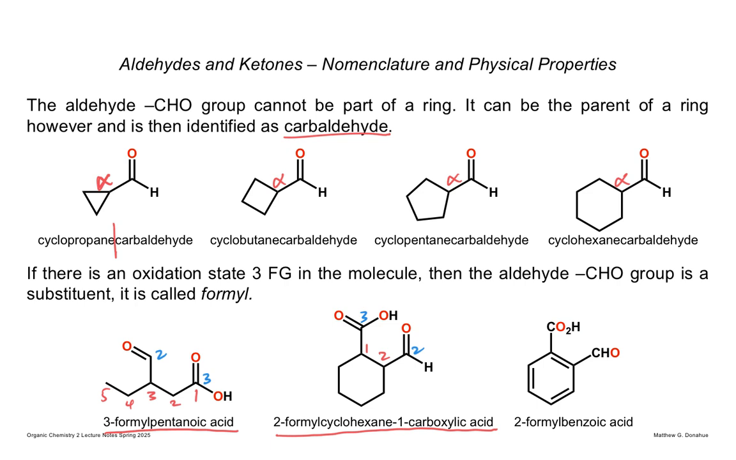So since this is the module on oxidation states 2 and 3, aldehydes, acids, and their derivatives, they always have to be at the terminus of a chain. The ketone carbonyl has to be in the middle somewhere.